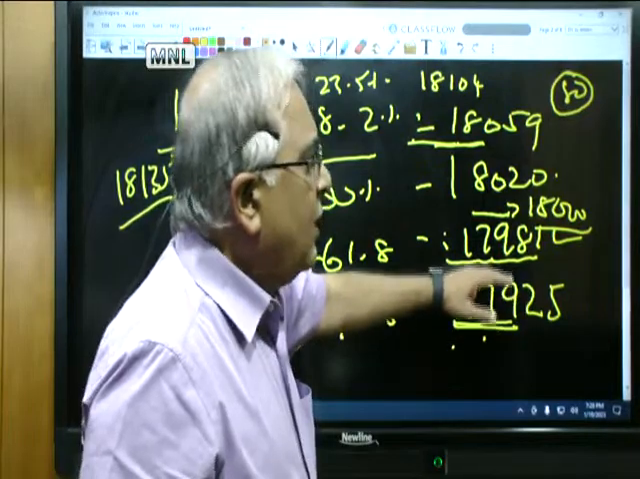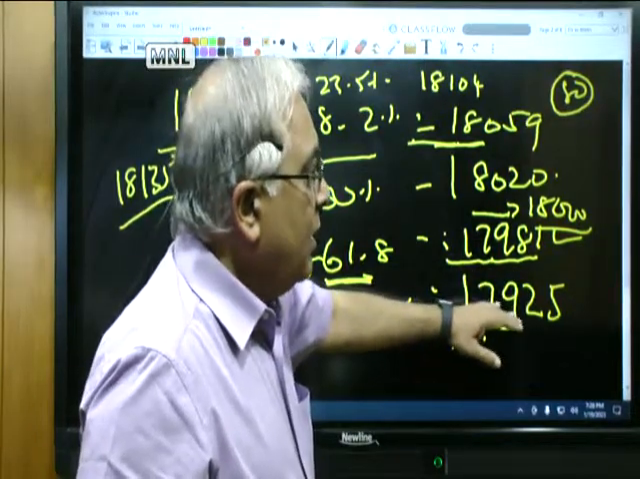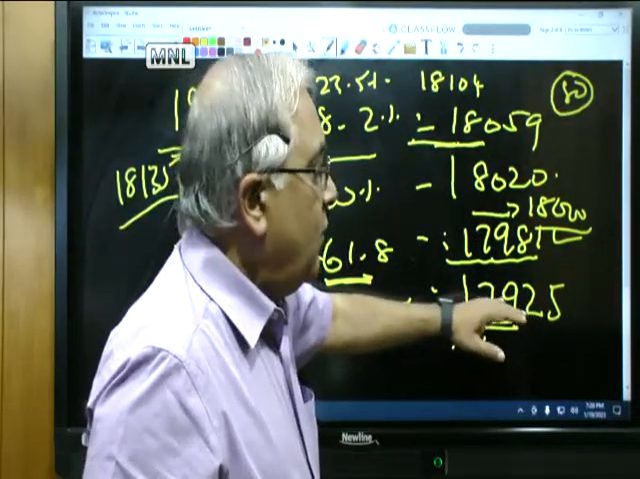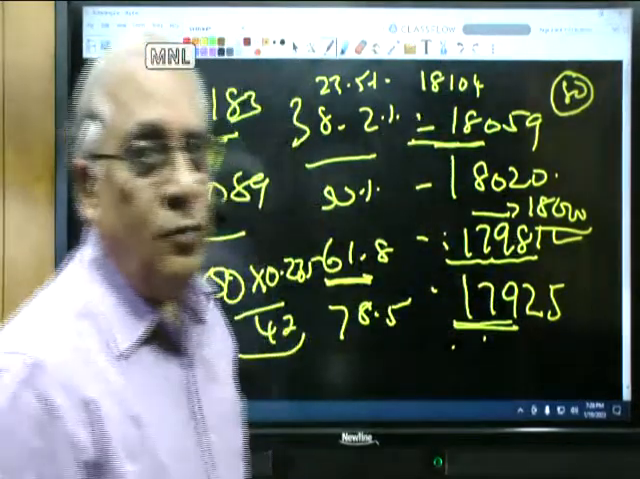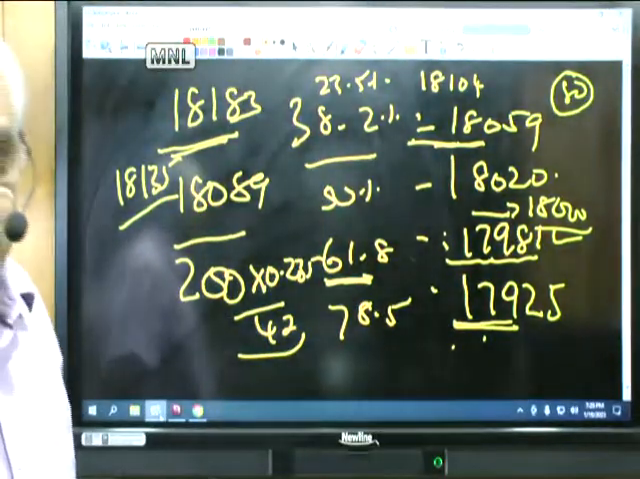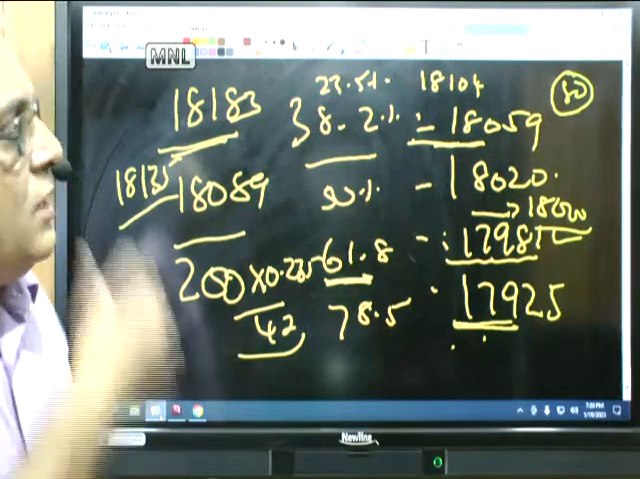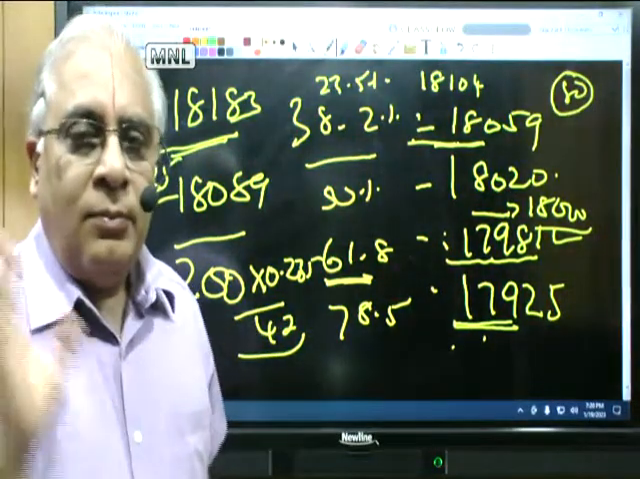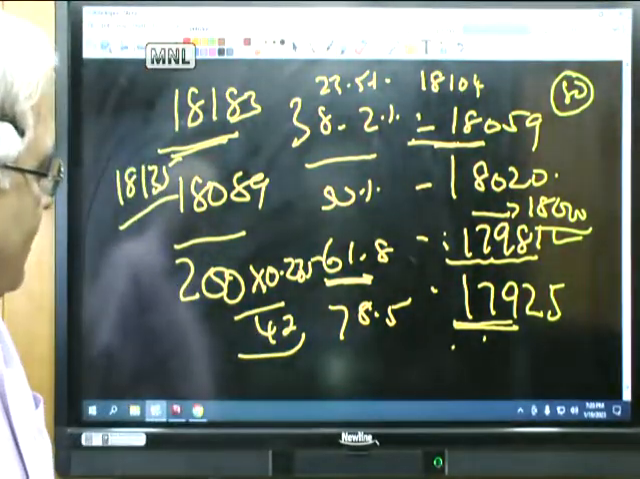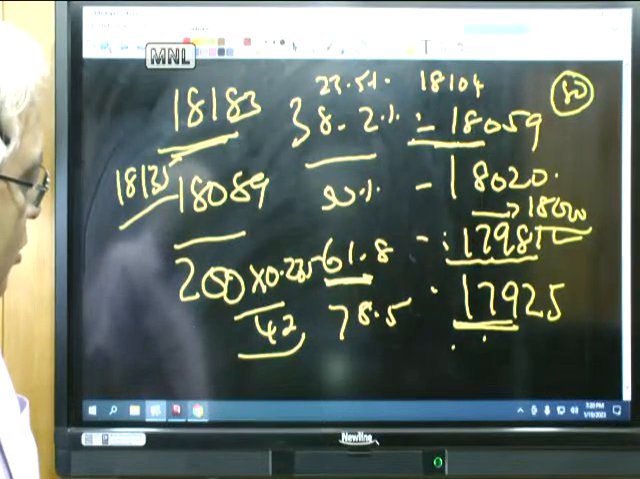Okay, if it goes a little bit down, we are also not going to be bothered. We will keep 17,925 as the stop loss and see how this moves from that particular level. Now let us say it doesn't come lower at all. Okay, we will keep it that way.